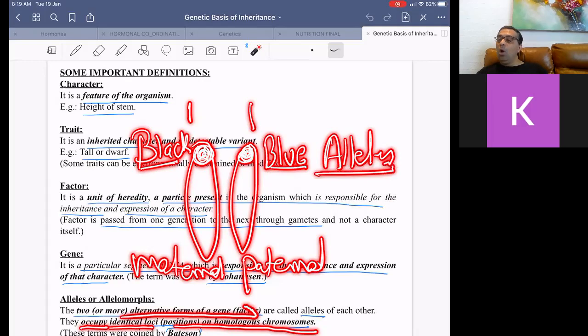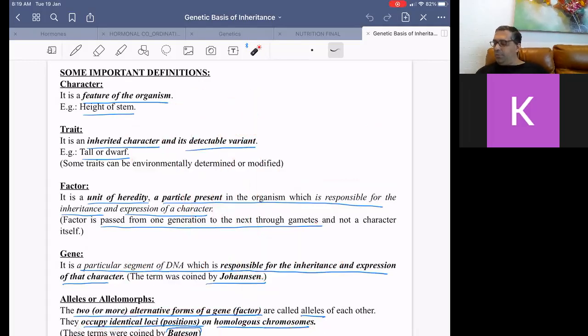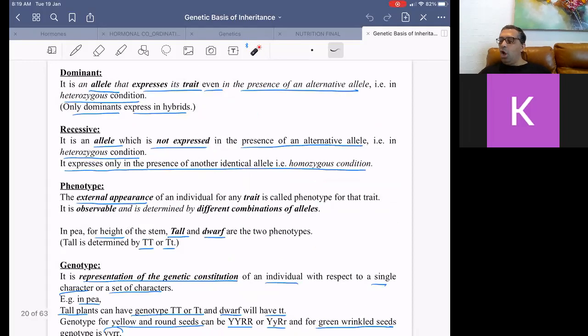And where are they found? On the same position of the homologous chromosome, maternal one and paternal one. So alleles are always found on the same locus or position of homologous chromosomes, and an allele will always show dominance or recessiveness. Bateson coined the word alleles or allelomorph.